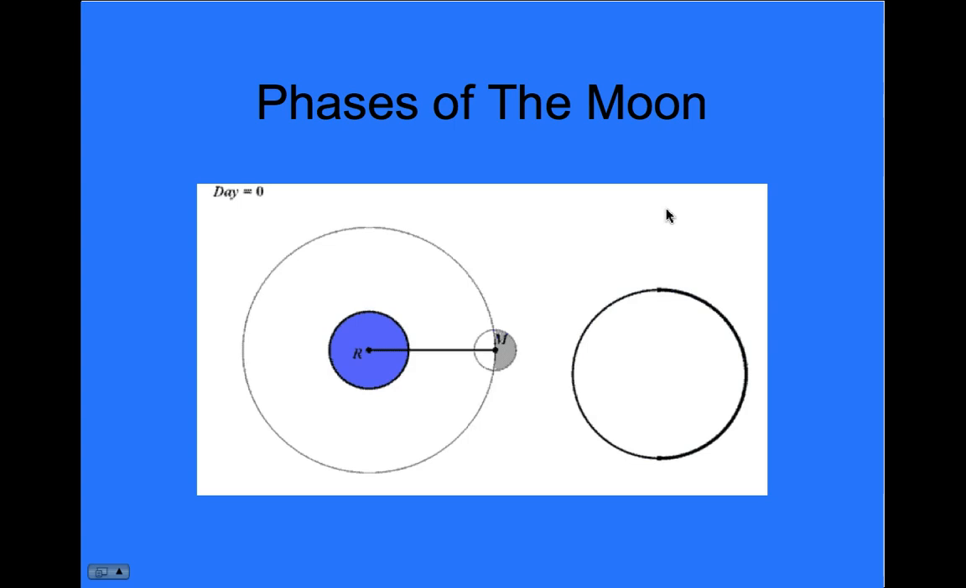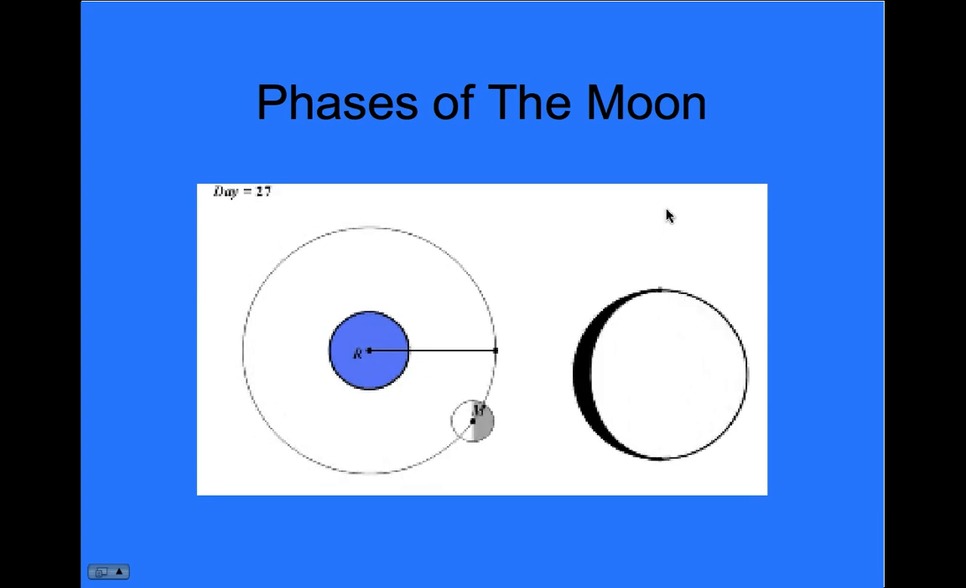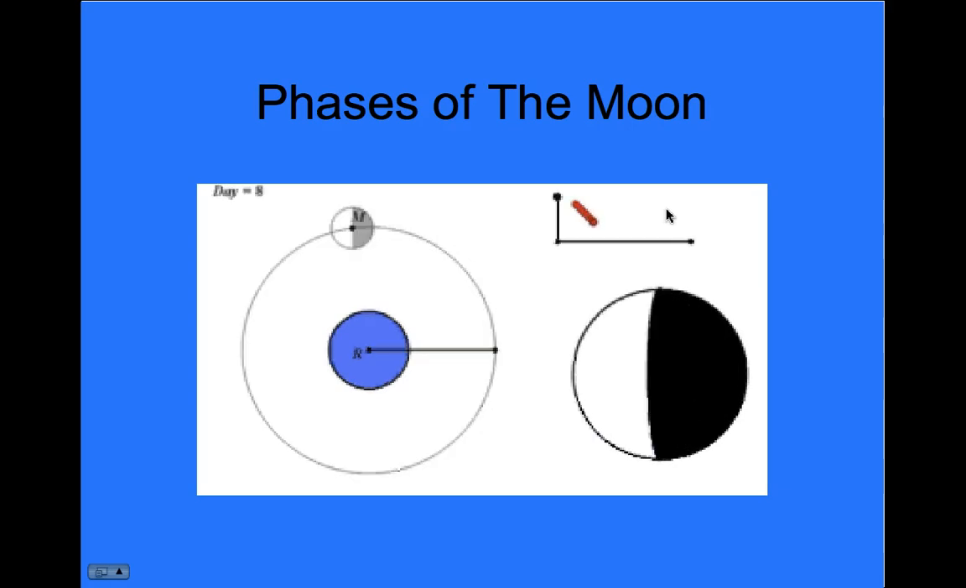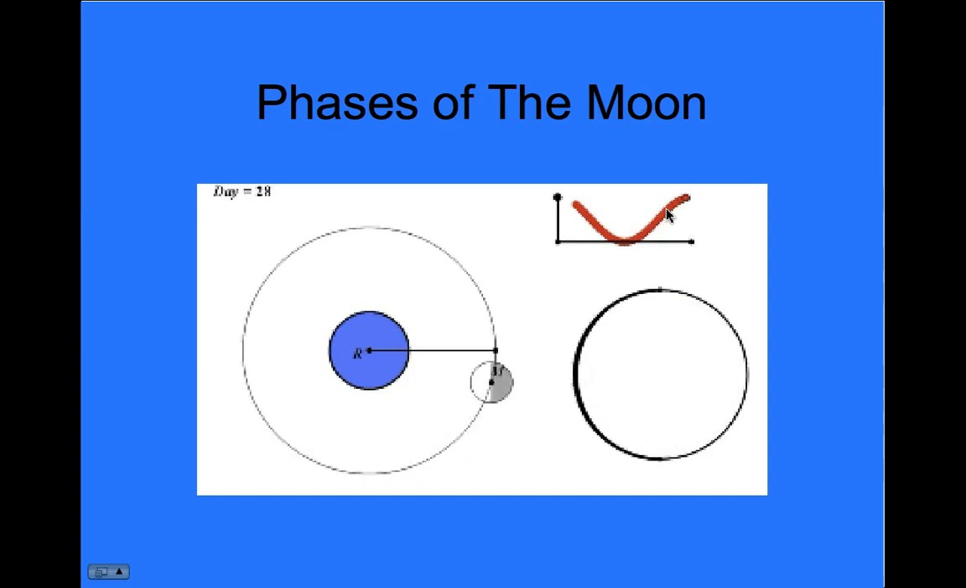Now I made this animation where we can see the moon going around and what the moon would look like from the people on Earth who can see it. So it's a full moon. Now when I make a graph of the percent of moon that is white at any given time as it goes around, it looks like this.